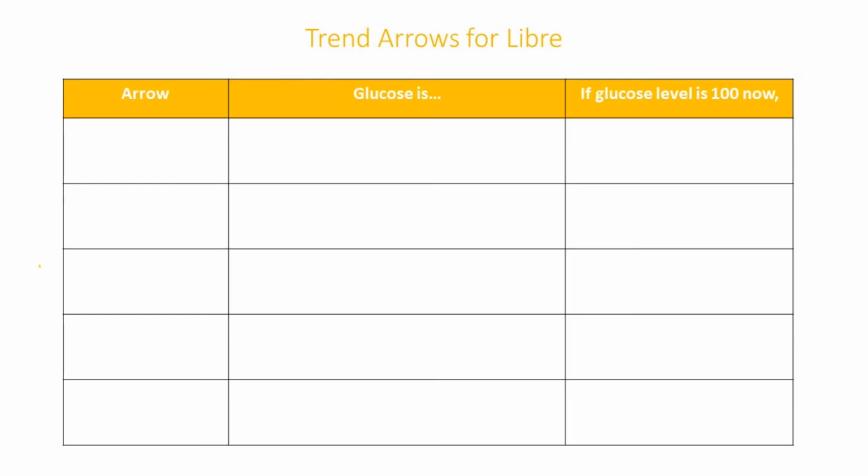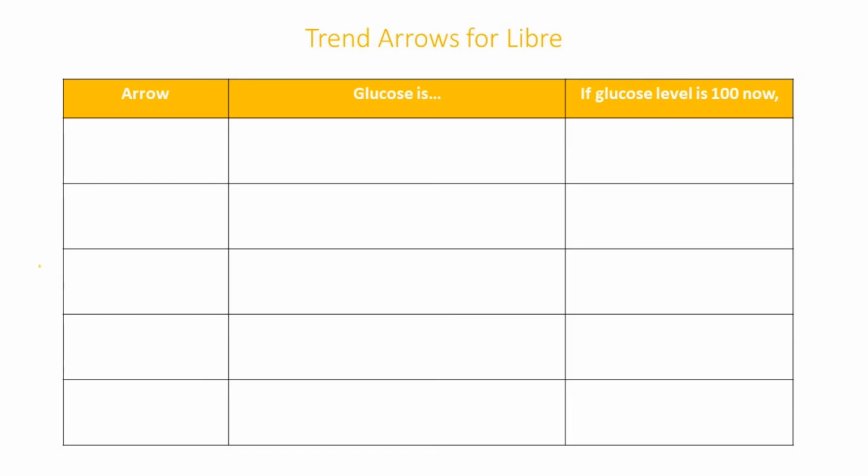Let's take a look at the arrows on the Abbott Libre system because they are different and they mean different things than the Dexcom arrows. So if you're going back and forth between the two devices, you need to make sure you or your child or the school nurse or whoever is taking care of a person with type 1 diabetes knows what the arrows mean. So let's have a look at those.